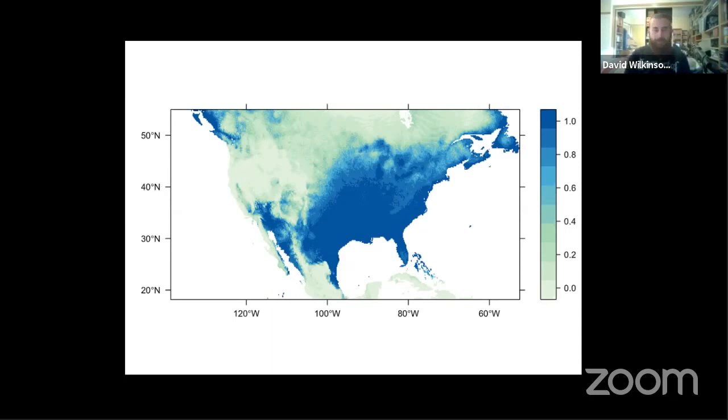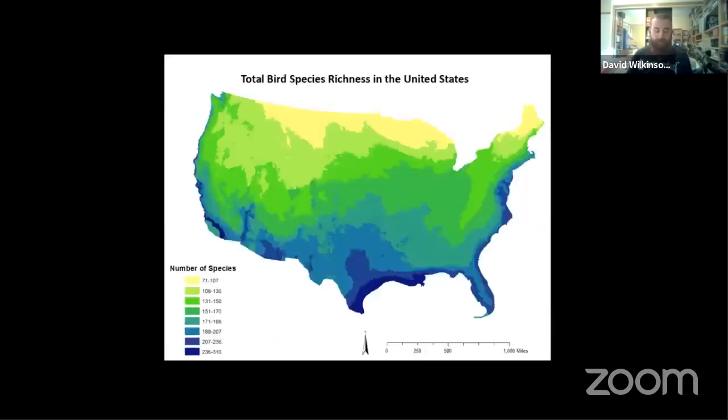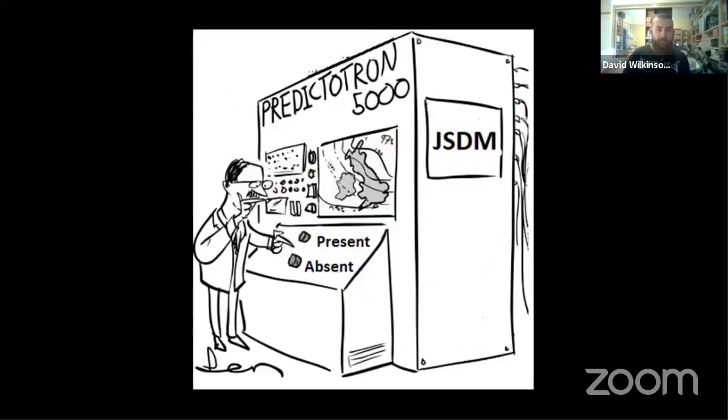And community level predictions generally involve just stacking multiple single species predictions together to get some sort of estimate of species richness. But these predictions don't account for the impact of species co-occurrences on the community assemblage process. So in come JSDMs, but the question is, what can JSDMs do that single species models can't? And then how can we evaluate it?